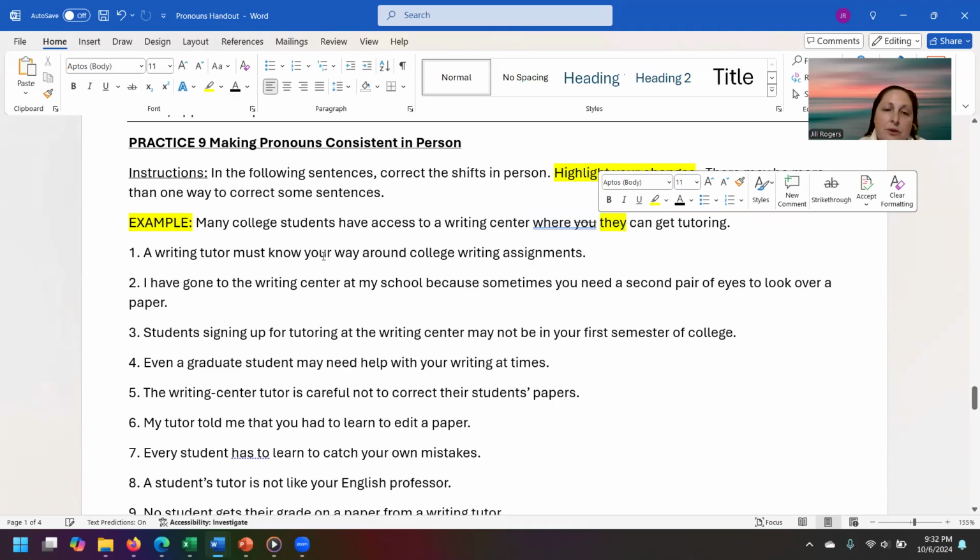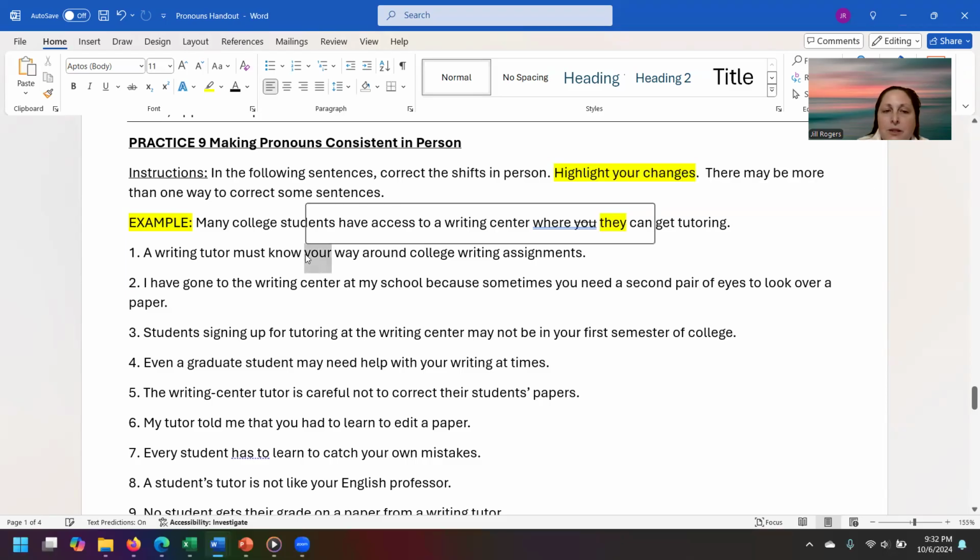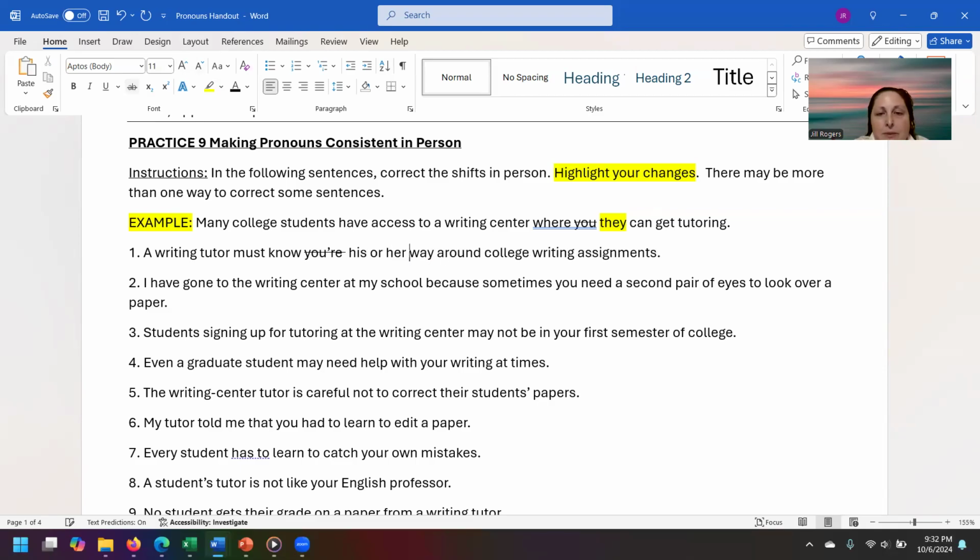A writing tutor must know your way around college writing assignments. This is third person, like he, she, right? And then it's using second person. So we see that this is incorrect, right? So you want to cross that out, and it's not "your way." So is this singular or plural? It is singular, right? One tutor. So it's "his or her way."